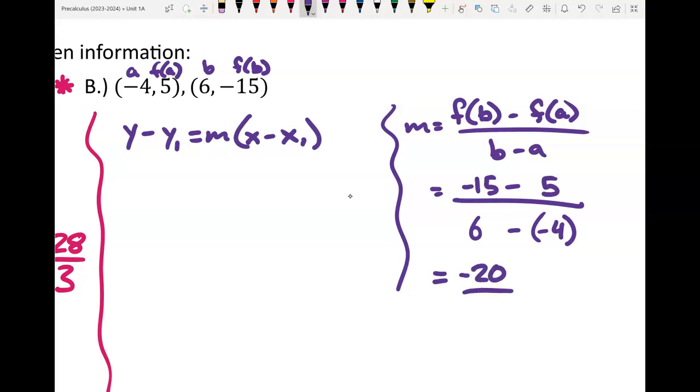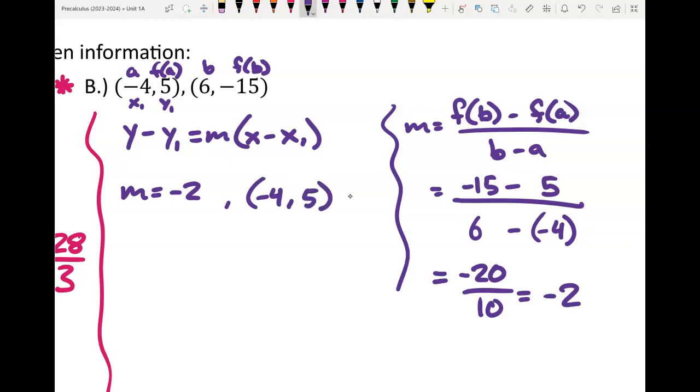Negative 20 over, which is? So we have a slope of negative 2. And you can go ahead and use one of your points. It doesn't matter which one. Let's go ahead and use the first one as x1 and y1. So if we have our slope now at negative 2 and our point negative 4, 5, I want you to go ahead and enter in your equation, find out what our equation would be. All right, so go ahead and try that out.